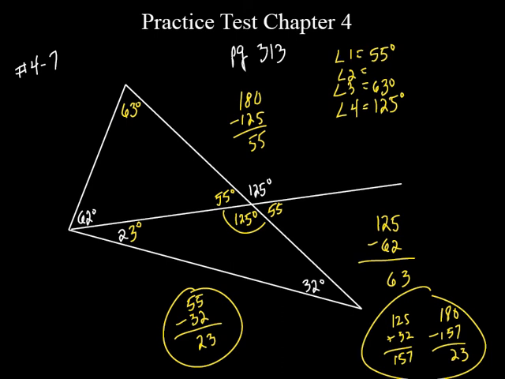Make sense? All right. This chapter gives you a lot of that kind of stuff, don't they? They give you a couple angles, you've got to find all these missing angles. You've got to add them up, take them away from 180, and all that kind of stuff. So yeah, there we go. All right, let's see what else we have here.